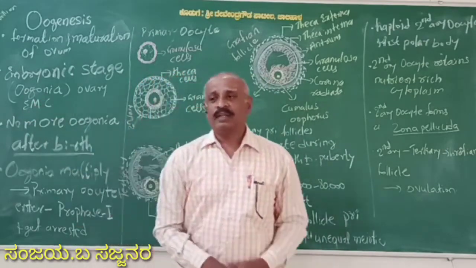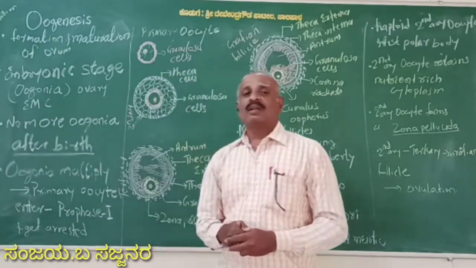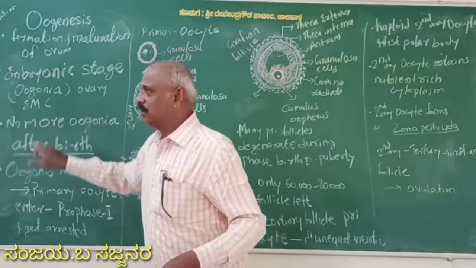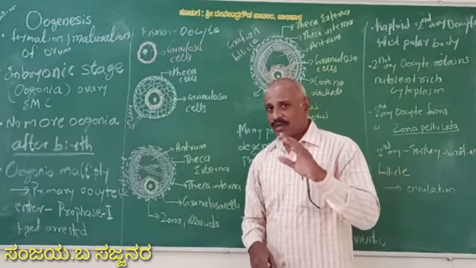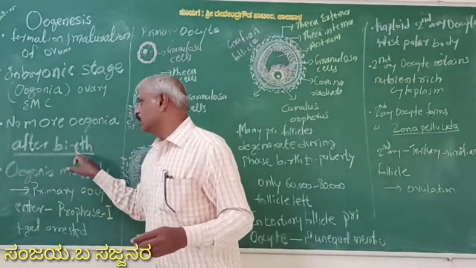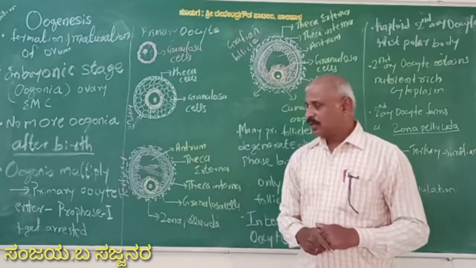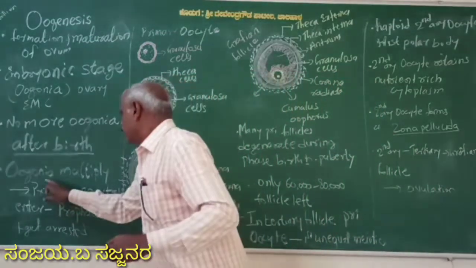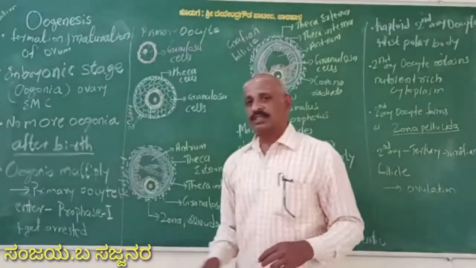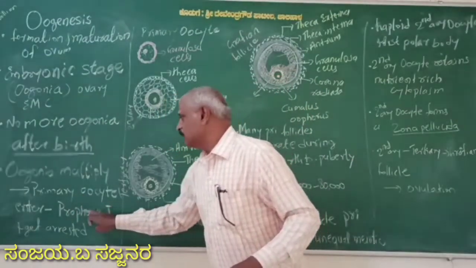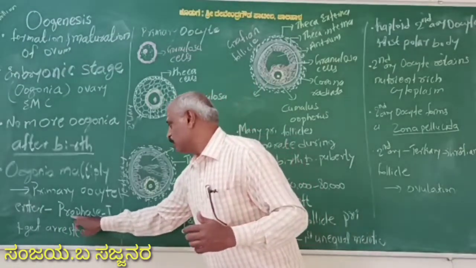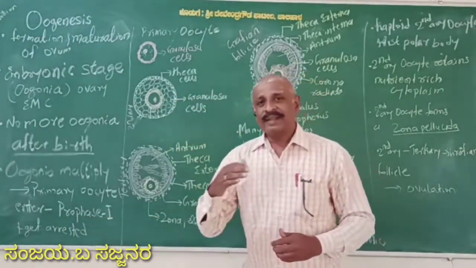Oogonia, we are going to say, is known as an embryonic mother cell. Already it is clear that no more oogonia are formed after the birth. Oogonia are going to be multiplying, and there is a formation of primary oocyte. This primary oocyte enters the first meiotic stage, that is the prophase 1, and gets arrested.